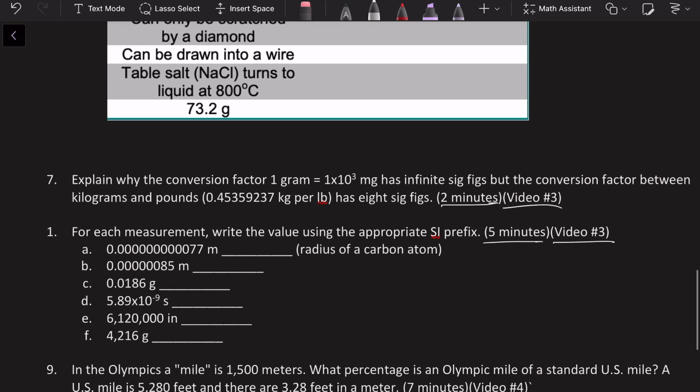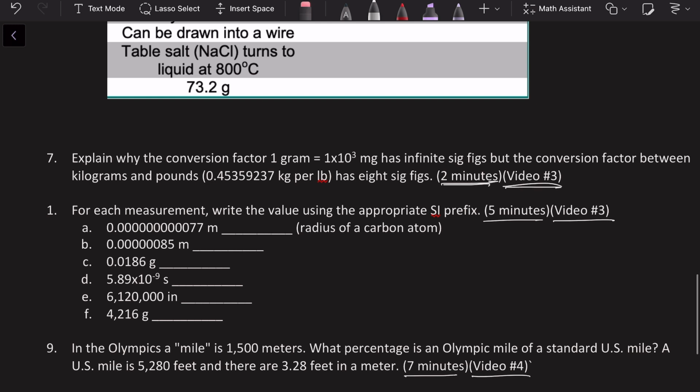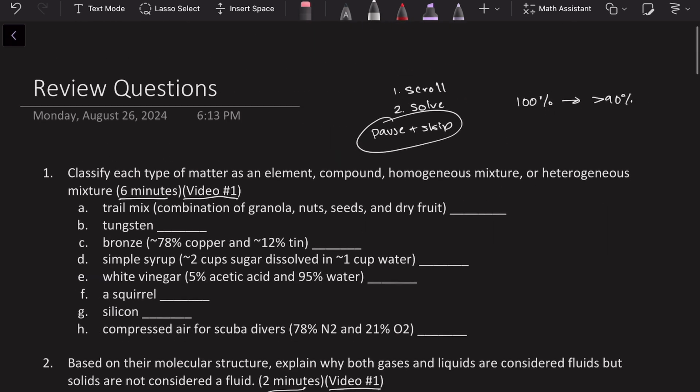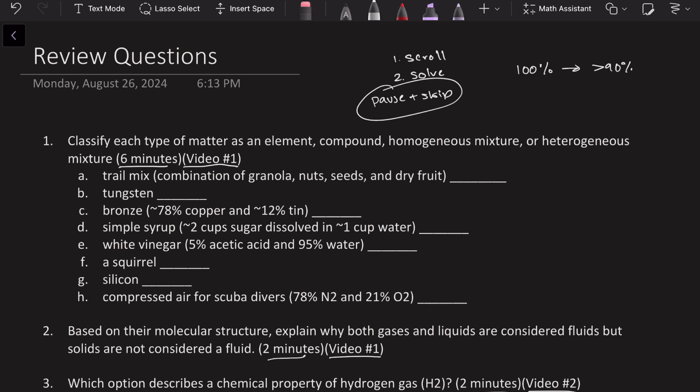Question number 7, 2 minutes, sig figs. Question number 8, 5 minutes, sig figs. And question number 9, 7 minutes, dimensional analysis. Alright, so those are the problems. Let's get into how we can solve said problems.